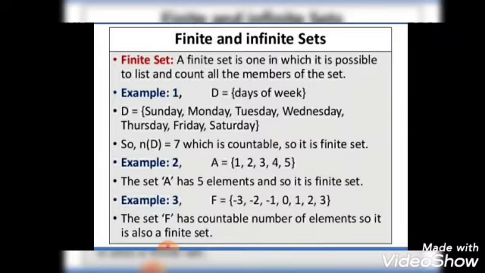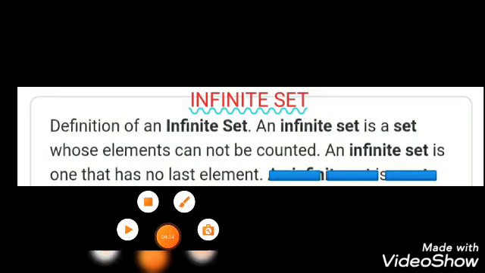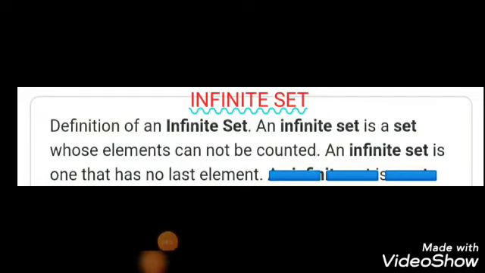Next type of set, infinite set. The definition of an infinite set is a set whose elements cannot be counted, and an infinite set is one that has no last element. Means we cannot count the elements of an infinite set. In an infinite set there is no last number. It will continue. We cannot count that.